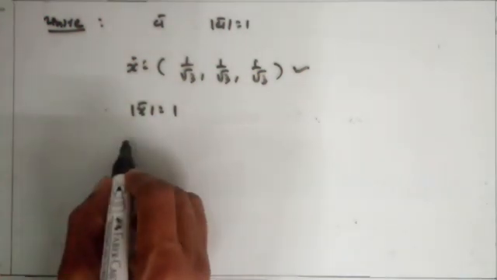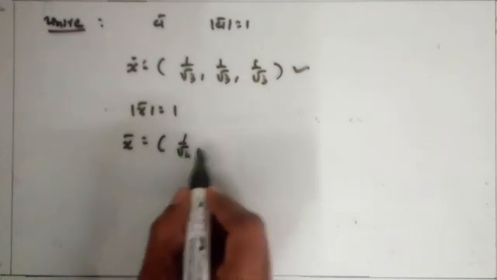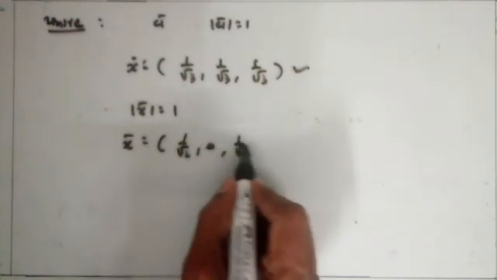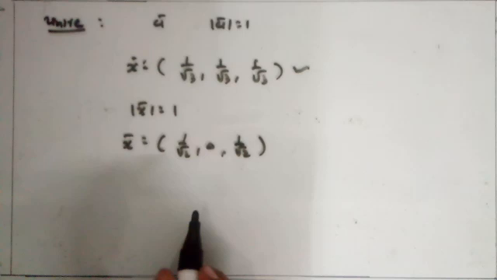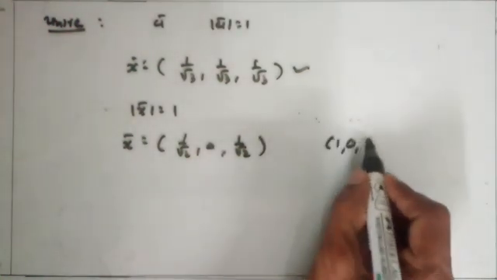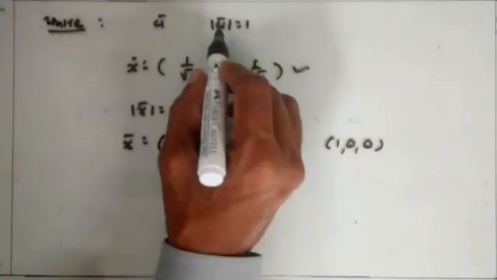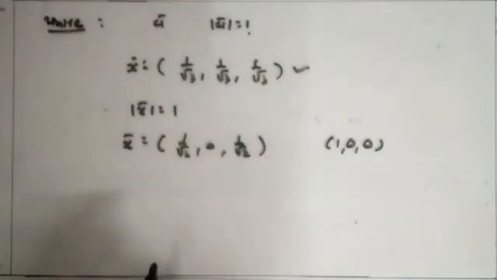Similarly, for vector x is equal to 1 upon root 2, 0, 1 upon root 2, this is also a unit vector. 1, 0, 0 is also a unit vector. Okay. So if the magnitude of a vector is equal to 1, then the given vector is said to be a unit vector.